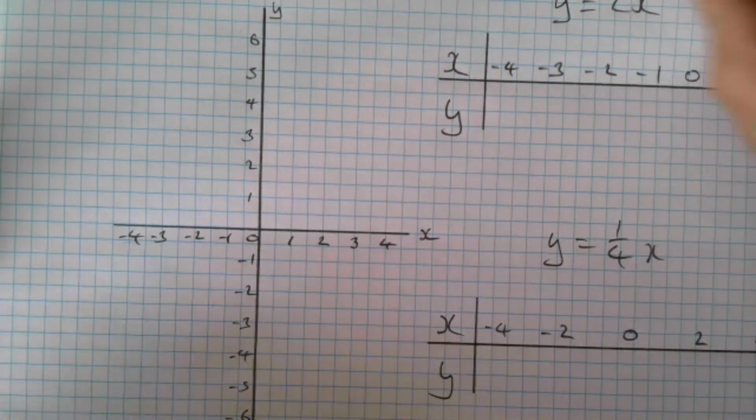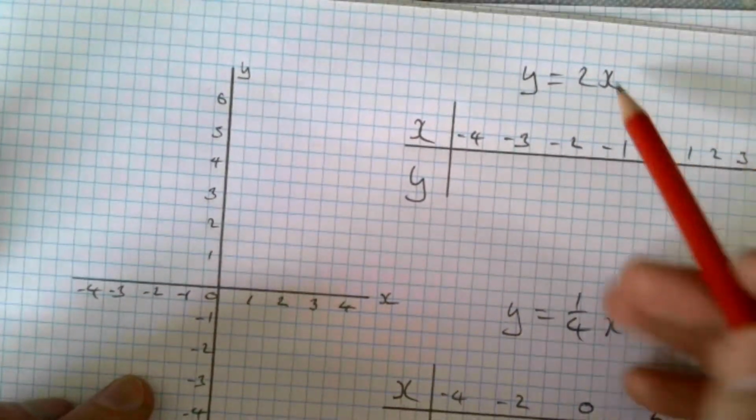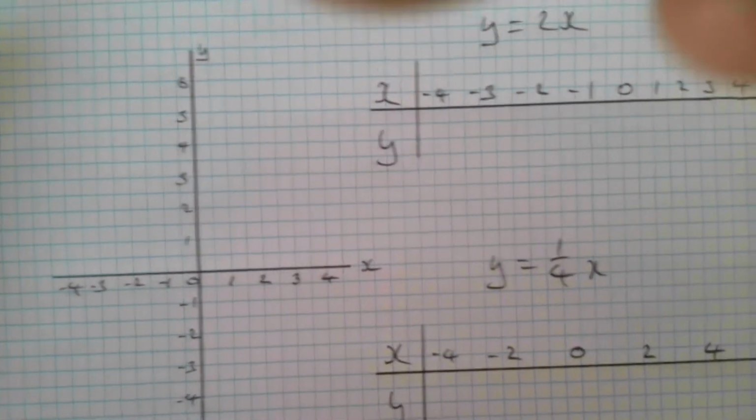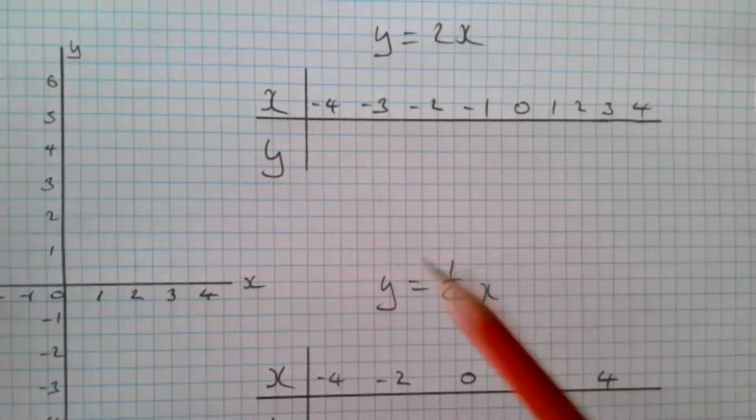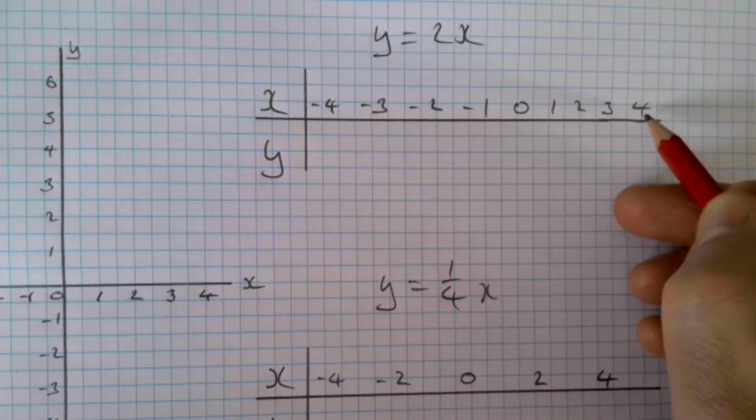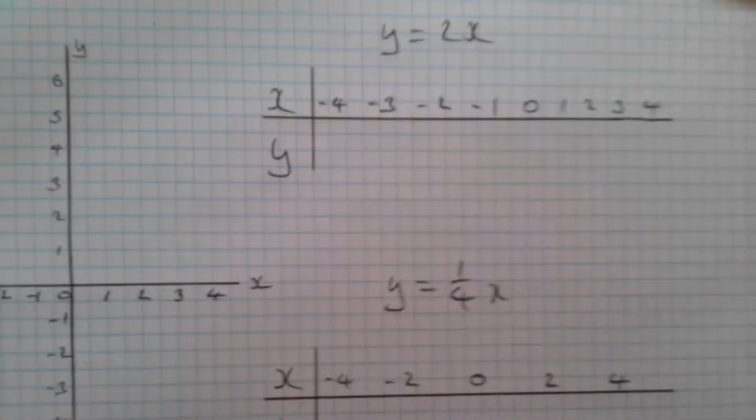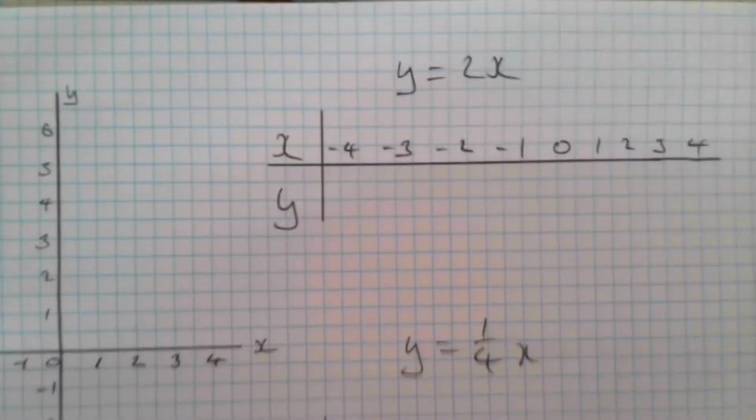I've just picked out 2 to do, just to show you what we're doing. So I've picked y equals 2x. We're going to plot that straight line. And the other we're going to plot then is y equals a quarter x. So I've picked all the numbers here. I tend to start with this out here because it's easier with positive numbers, but you don't have to do that.